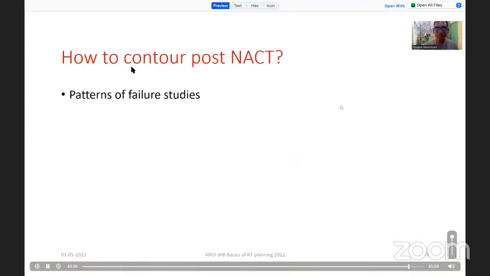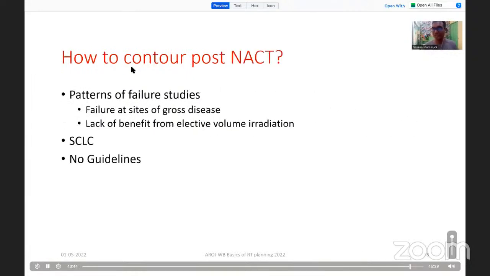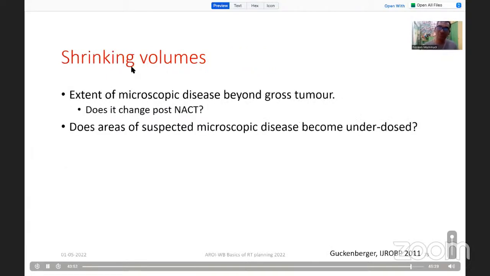In patients who are receiving post-radiation, post-chemotherapy, again, there's a lot of uncertainty as to what you want to include in your CTV. What we generally do is that we include the pre-chemotherapy extent, and the post-chemotherapy volume is what we use in these patients, because most of the patients fail at the site of gross disease rather than anywhere else.